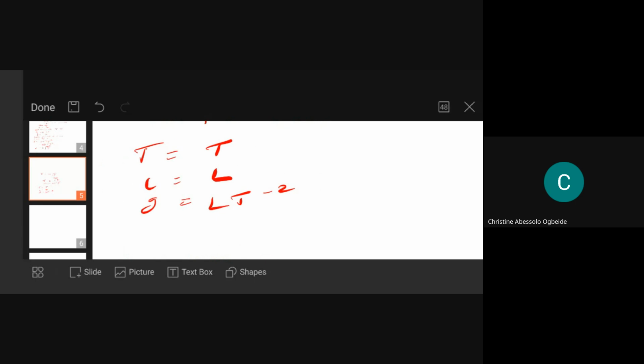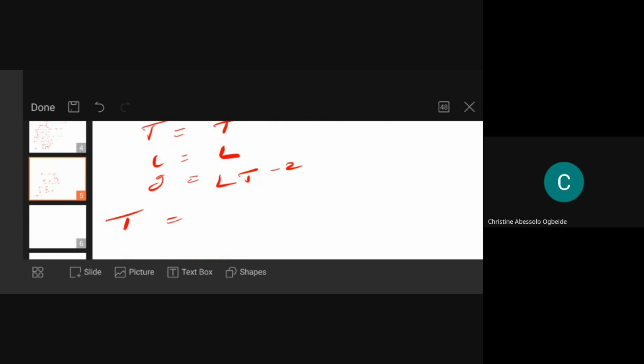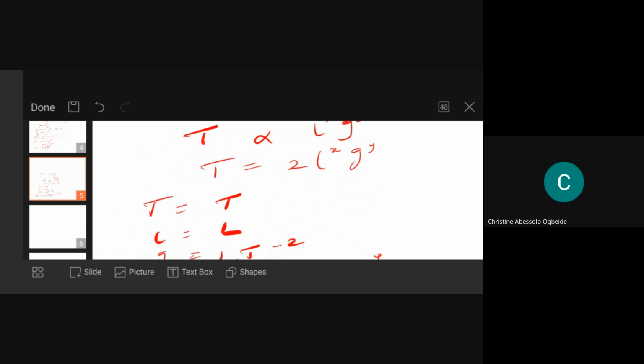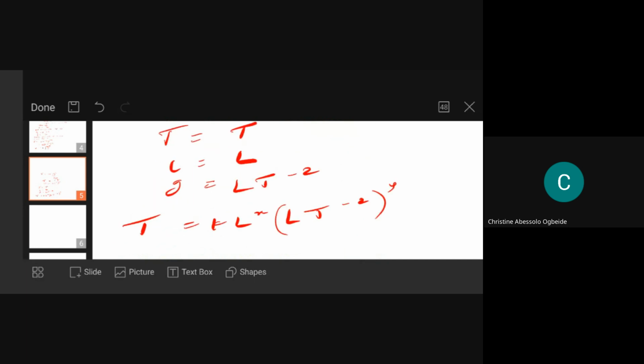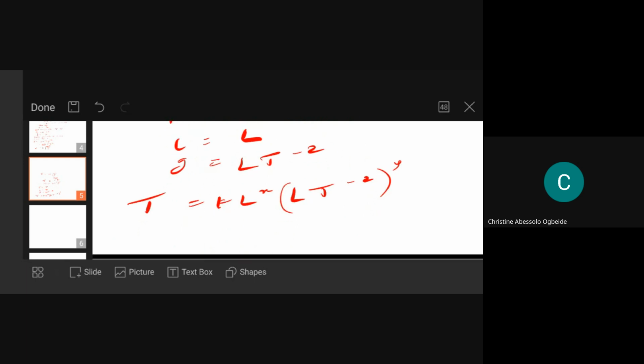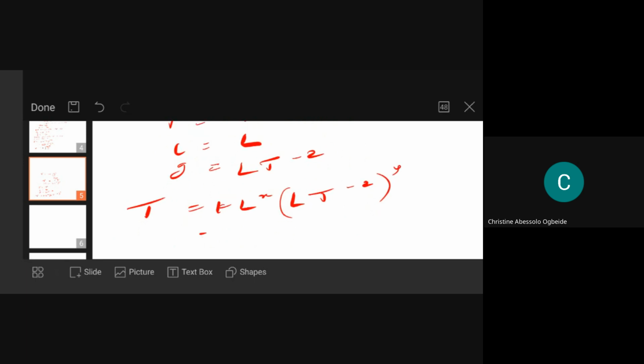So it means that if I substitute into this equation, the dimension of period T is equal to K, and then L raised to the power X, and of course, L T to the minus 2 raised to the power Y. So this is exactly what we have here. I replace L, the length, with the dimension for length, which is L, and replace G with its dimension, which is L T to the power minus 2, and I leave the powers the way they are. I can keep that constant K.